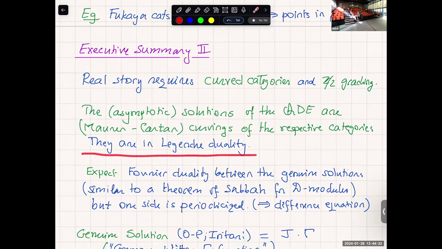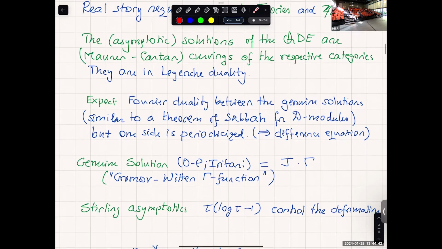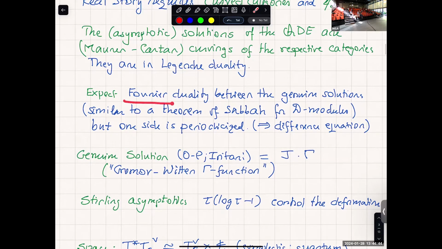And they're in Legendre duality, and that's simply the statement that graphs are Lagrangian inside the symplectic manifold that relates the two sides. And I'd like to say that the genuine solutions are in Fourier duality. That would be similar to a theorem of Claude Sabbah for D-modules, saying that when you switch P and Q in a non-commutative ring, under certain conditions, the solutions of the respective D-modules are in Fourier duality.